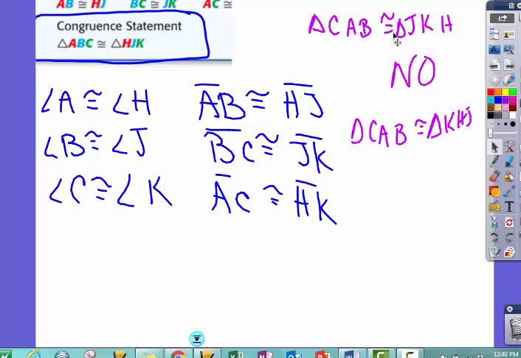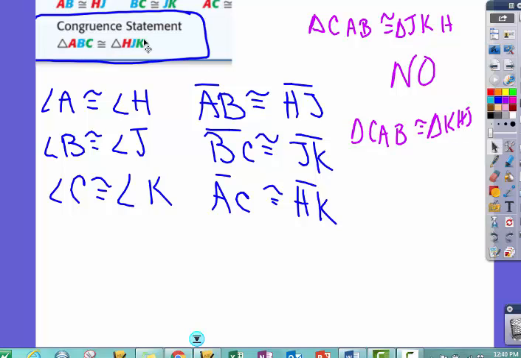This one up here is not a correct answer, because C is supposed to match up with K, and here C is matching up with J, so that doesn't work. But this one down here, CAB is congruent to KHJ, is still the correct way of matching things up. C matches up with K, A matches up with H, and B matches up with J. So that's still fine and okay.